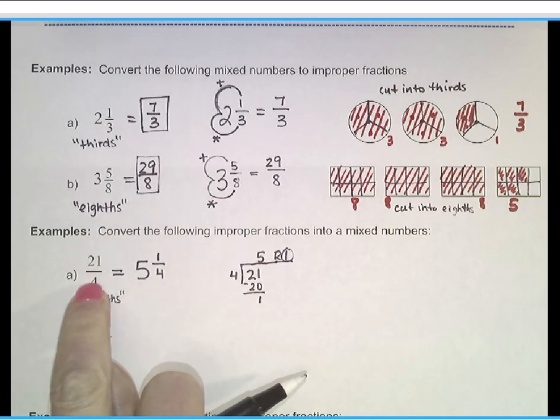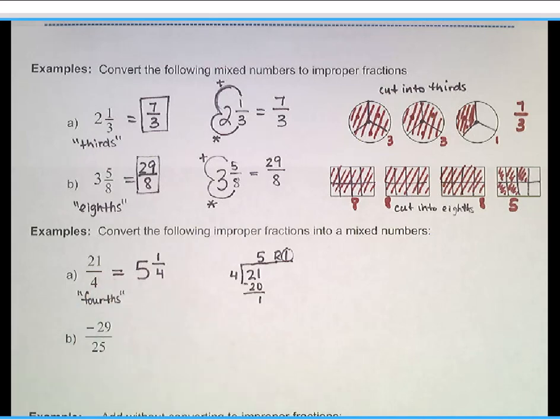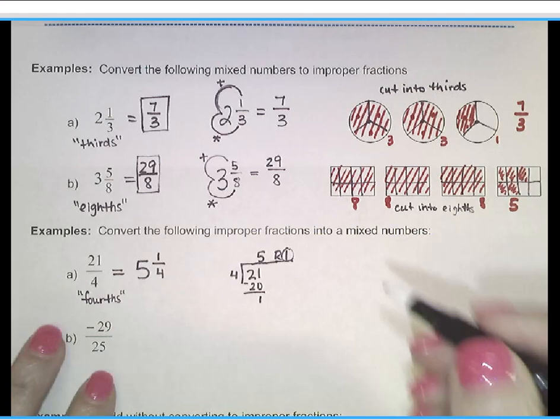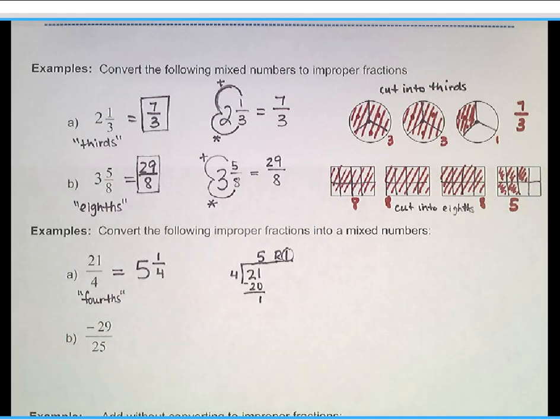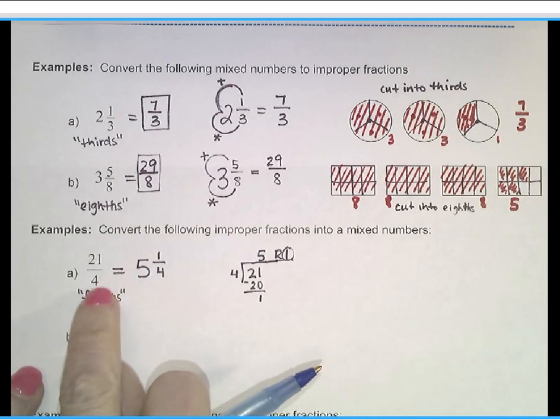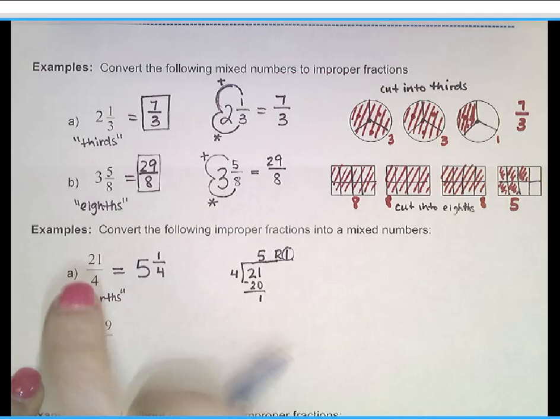So your improper and mixed both have to have fourths. So 5 and 1/4. Let me show you this in a picture. I'm going to use a different pen for this one. So I have to draw 21 fourths.